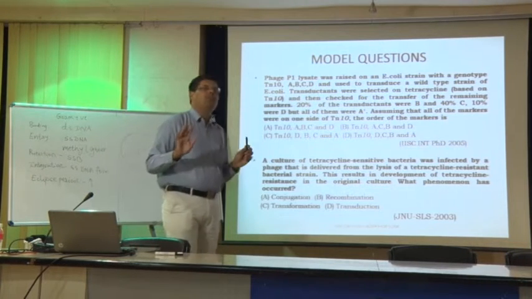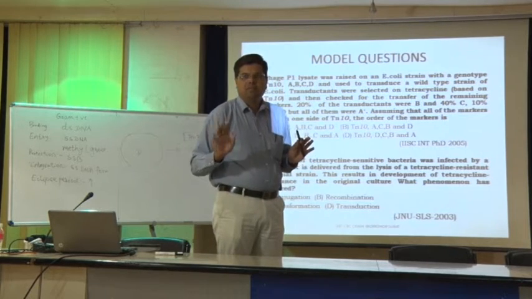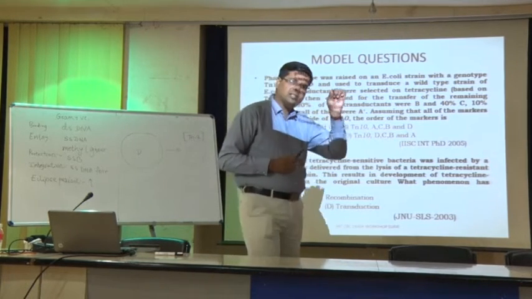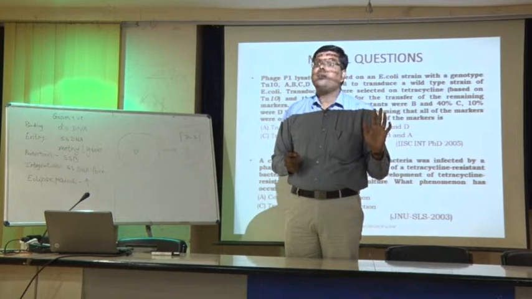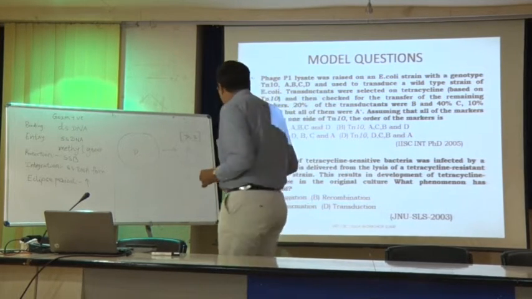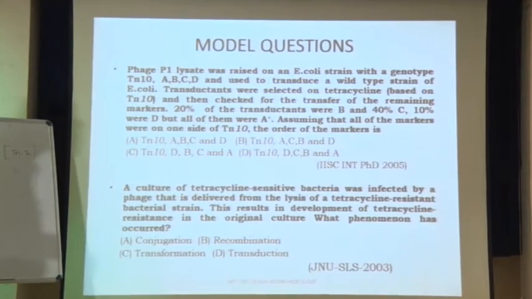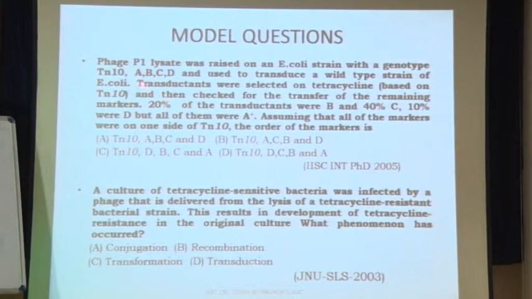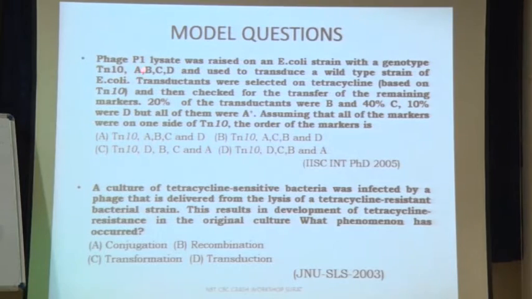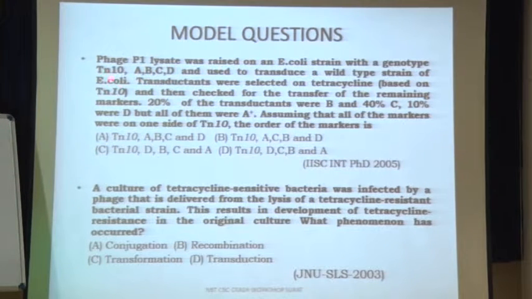Okay. Now, very important model questions. There are 5 to 6 model questions that we will discuss, and then we will end this lecture. I will read out the first question. That phage P1 lysate, this is from the conjugation, the transduction, sorry. The phage P1 lysate was raised on an E. coli strain with a genotype TN10. It means that the gene itself contains the TN10 transposon. It goes without saying, right? And the ABCD genes.